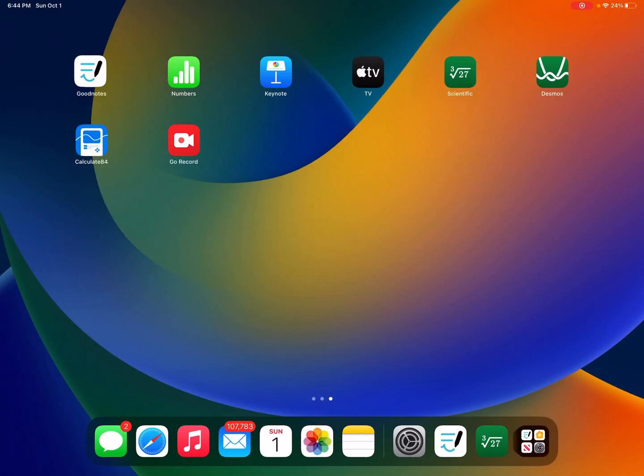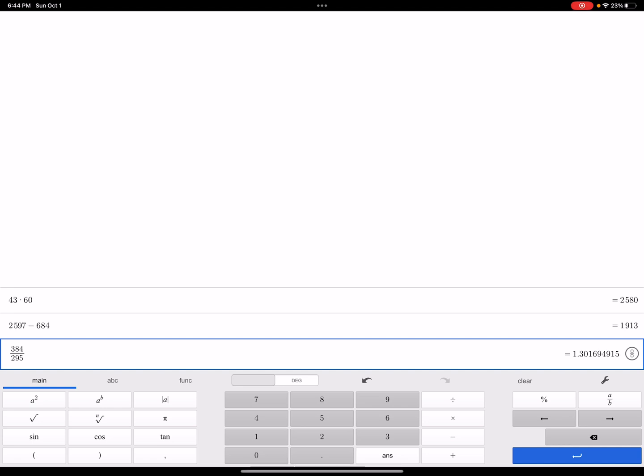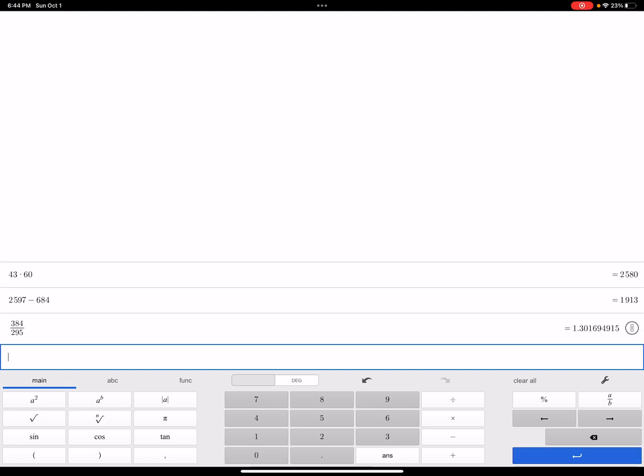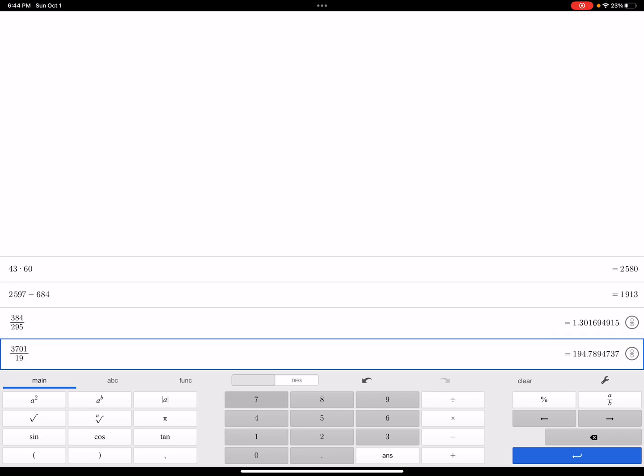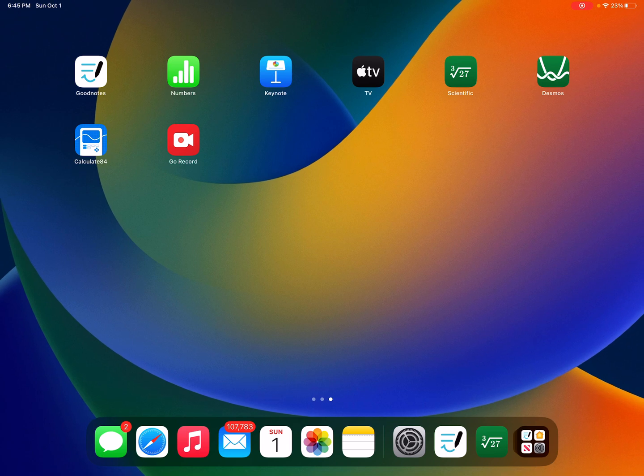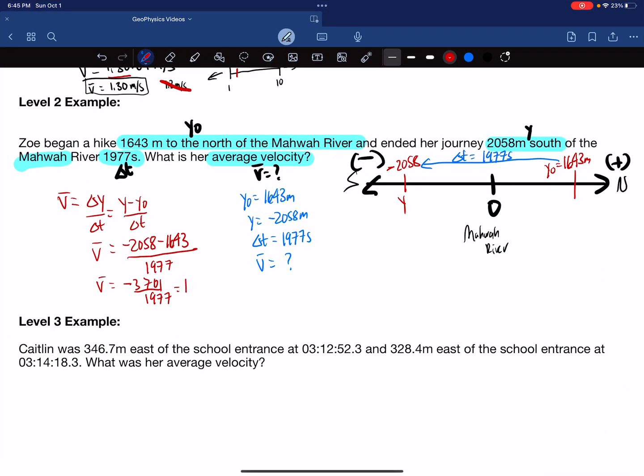So we go to our Desmos and do the division. 3,701 divided by 1,977 gives us 1.8720. 1.8720 meters per second. So we have our final answer.